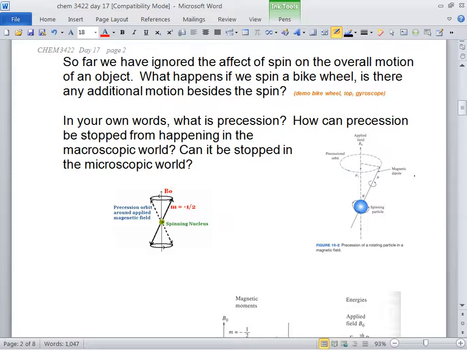There is. My hand's keeping it there. Same as that gyroscope. You can't stop it from doing this. And it doesn't matter what the angle is. I can have it at this funky angle, and it's still going to do it, except look at the frequency. It's a lot slower. Something's going on here. So there is additional motion besides the spin, and you can't stop it.